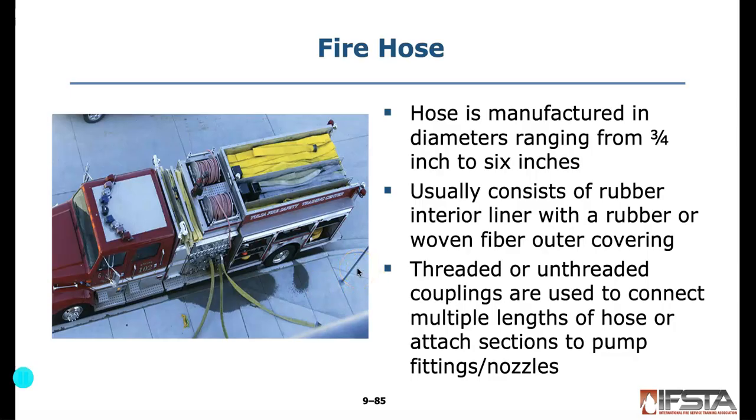So hose is manufactured in diameters ranging from 3/4 inch to 6 inches, and usually consists of a rubber interior liner with a rubber or woven fiber outer covering. Threaded or unthreaded couplings are used to connect. We generally use threaded couplings, so it's going to be agency specific. That's used to connect your hose together, or you can also attach sections to your pump or attach nozzles using these threads or other fittings to your nozzle.